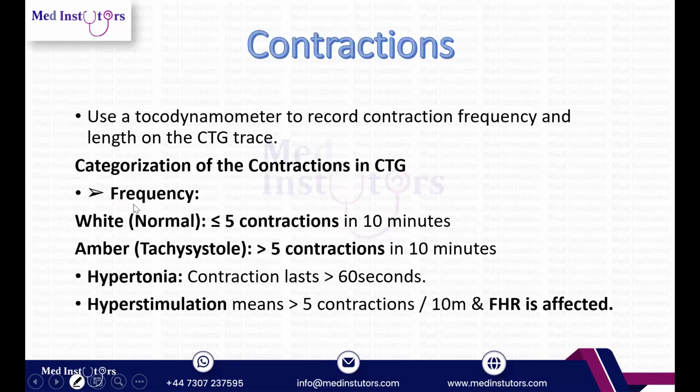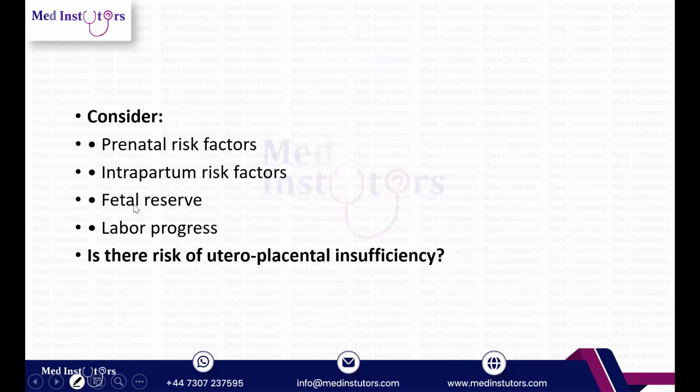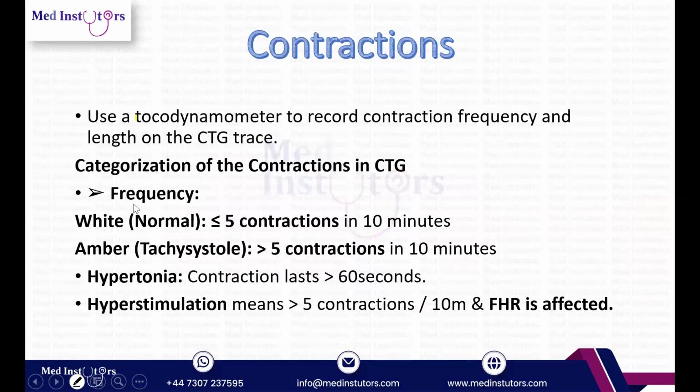Then the C stands for contractions. Now, how do you measure these contractions? We have internal monitoring as well, which is basically with a uterine transducer, but nobody does that nowadays because our CTG machine usually has a toco probe, which is basically the transducer, the tocodynamometer, which will help in understanding the uterine contractions.